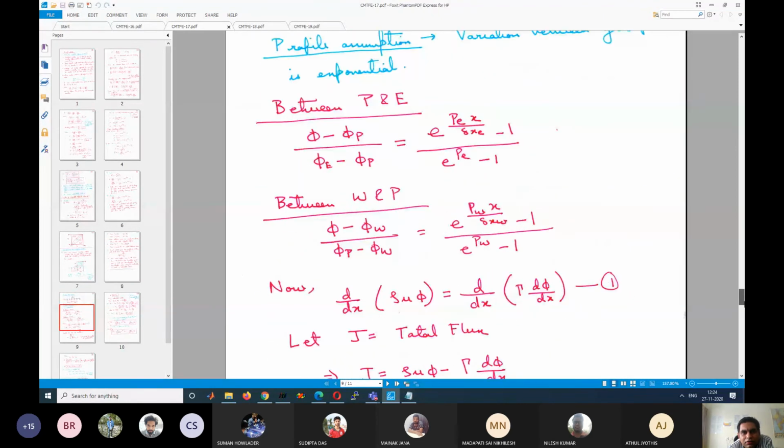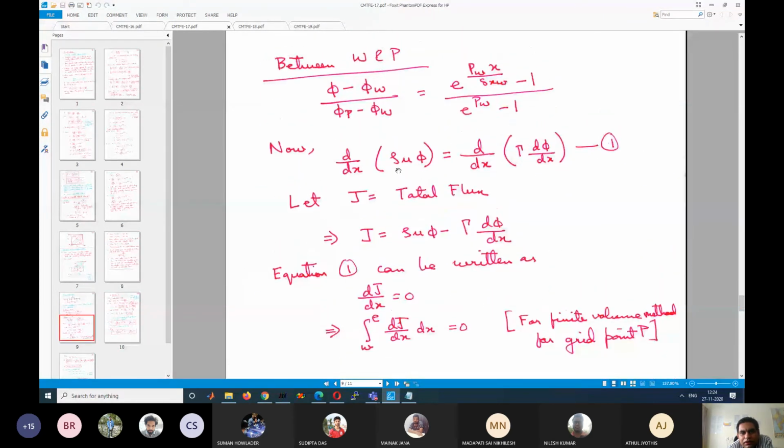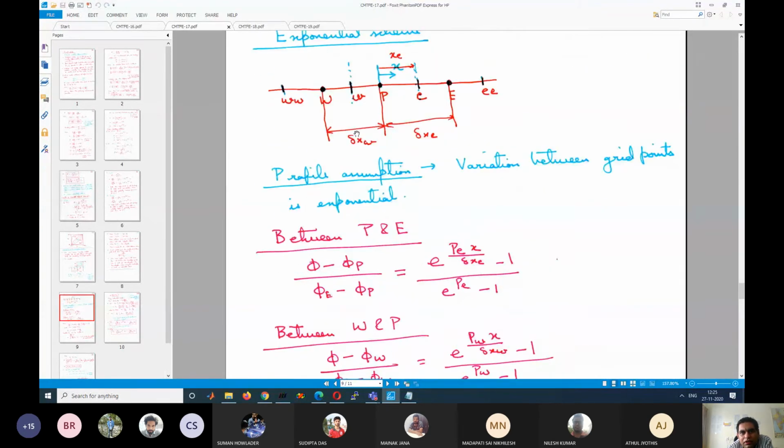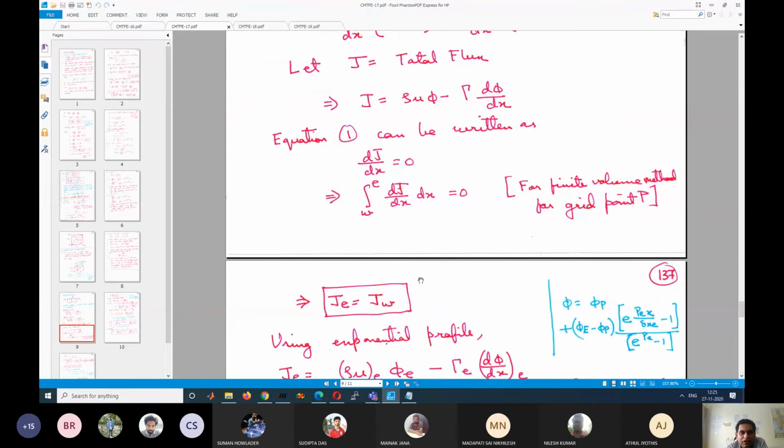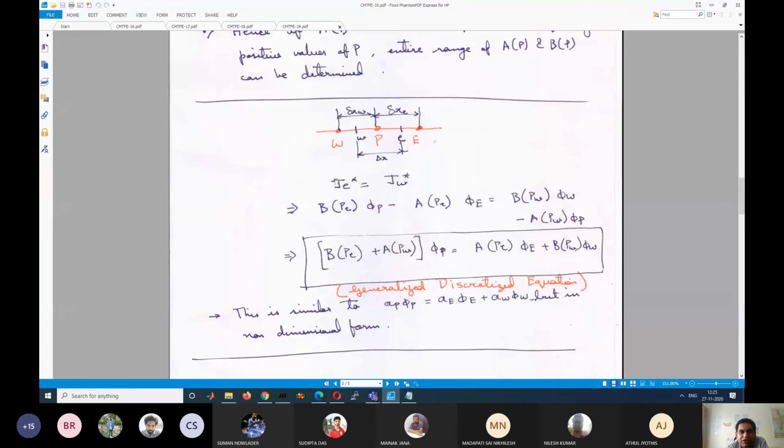So d/dx of (rho u phi) plus d/dx of (gamma d phi/dx), for the same grid structure. In terms of flux, where flux J is rho u phi minus gamma d phi/dx, I can just write this as dJ/dx equal to 0. And if I integrate for this control volume, I get J east is equal to J west. This is the same thing as written here, but in non-dimensional terms, J east star is equal to J west star. This is true because the non-dimensional flux should be equal at both ends. Whatever flux goes in from one side should go out from the other side because there is no source term.